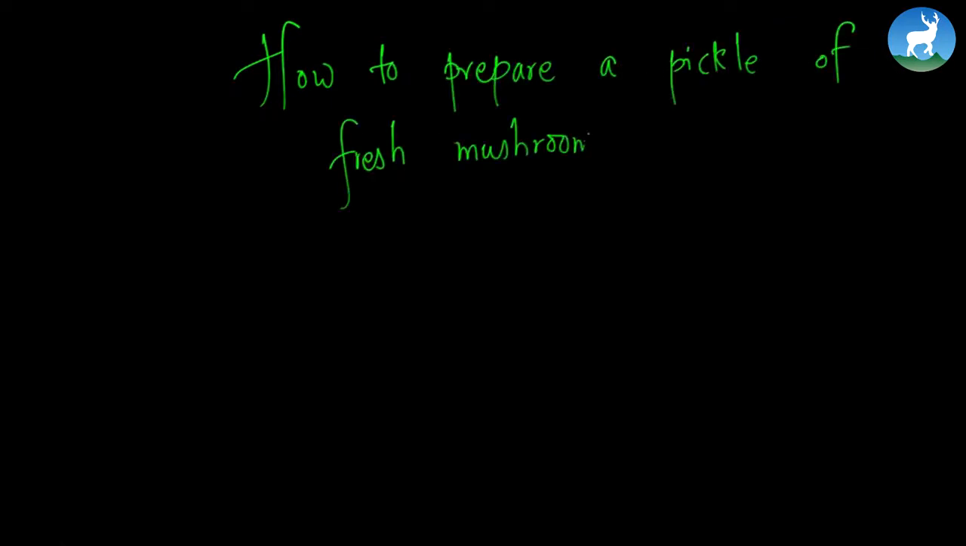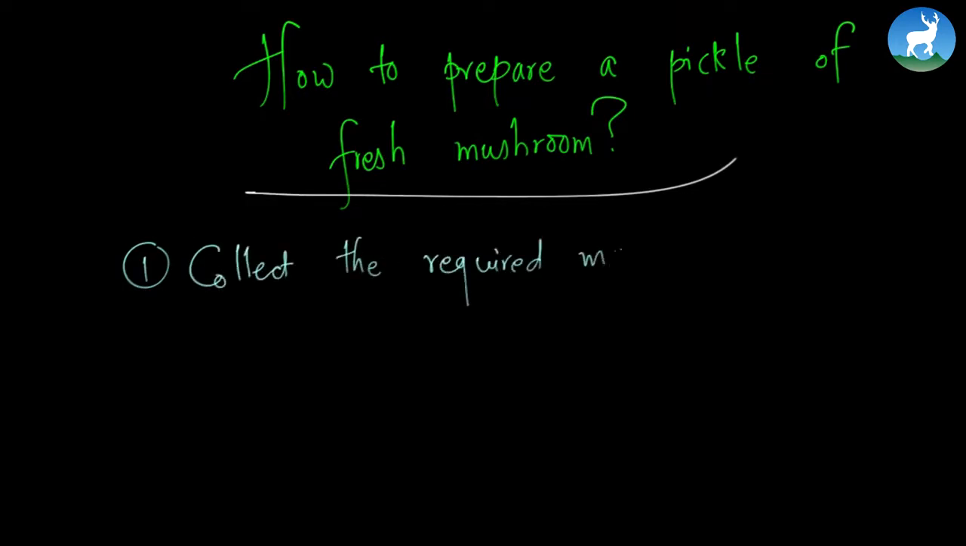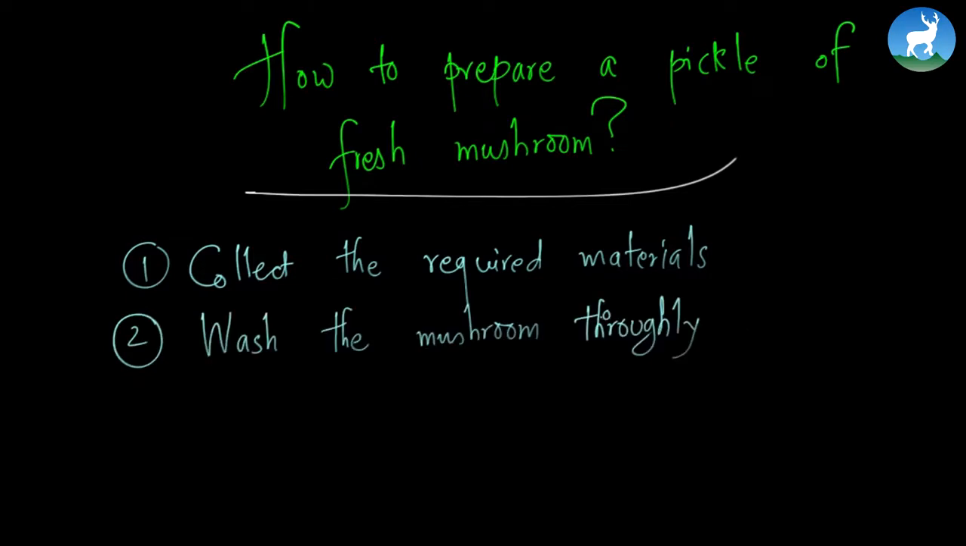Now there's another title, which is how to prepare a pickle of fresh mushroom. Again, this is a recipe question, but this focuses on the grammatical imperative structure. First of all, collect the required materials like utensils, spoon, stirrer, gas, a glass bottle with a lid. So do this. Second of all, wash the mushroom thoroughly. The mushroom might contain some foreign elements. In order to remove those foreign elements, wash the mushroom thoroughly.